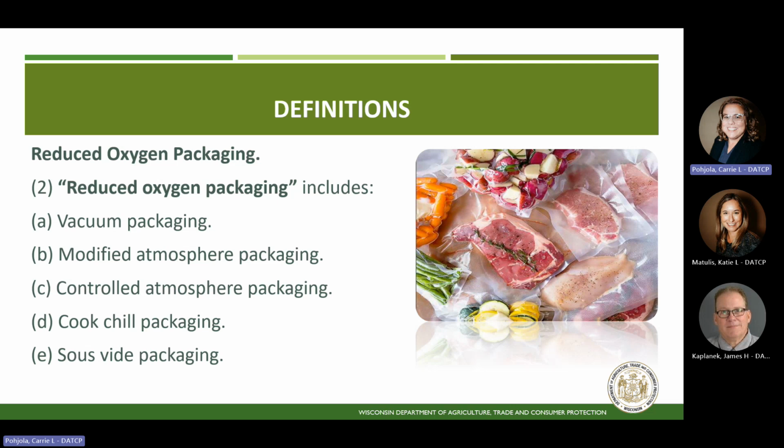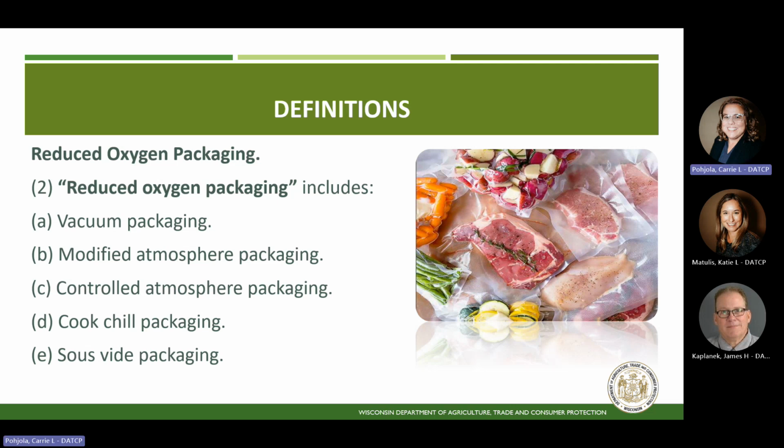Next is modified atmosphere packaging. This is when the atmosphere of a package of food is modified so that its composition is different from air, but the atmosphere may change over time due to the permeability of the packaging material or the respiration of the food. Modified atmospheric packaging includes reduction in proportion of oxygen, total replacement of oxygen, or an increase in the proportion of other gases such as carbon dioxide or nitrogen.